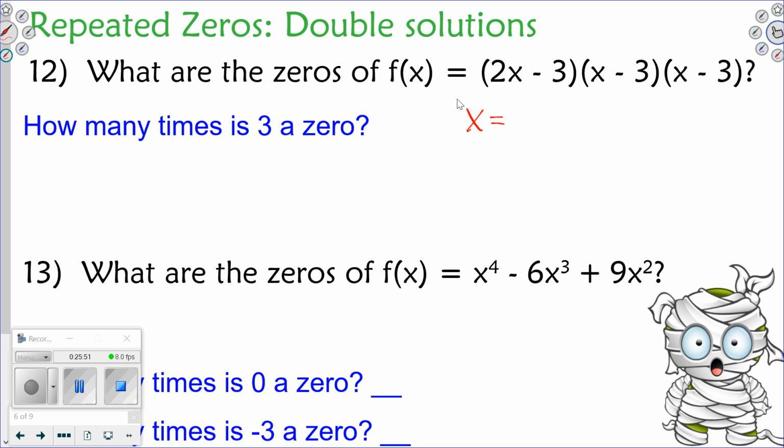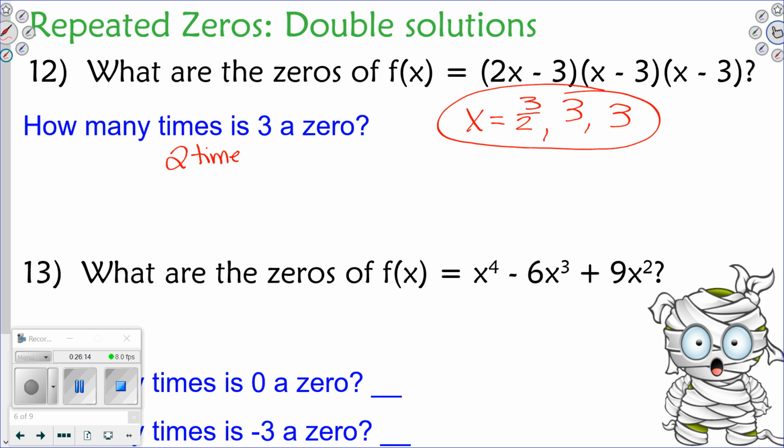So x equals 3 halves and 3. Good. So how many times is 3 a 0? Twice, yeah, 2 times. So what does that tell you? It will bounce off 3. Good.